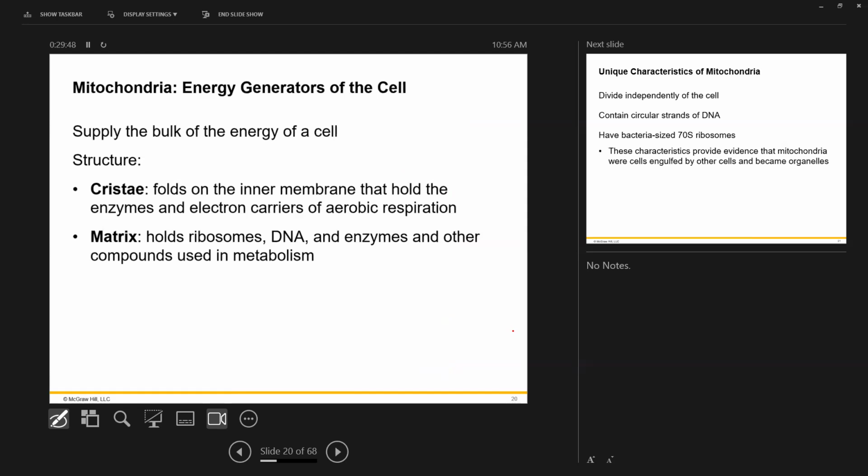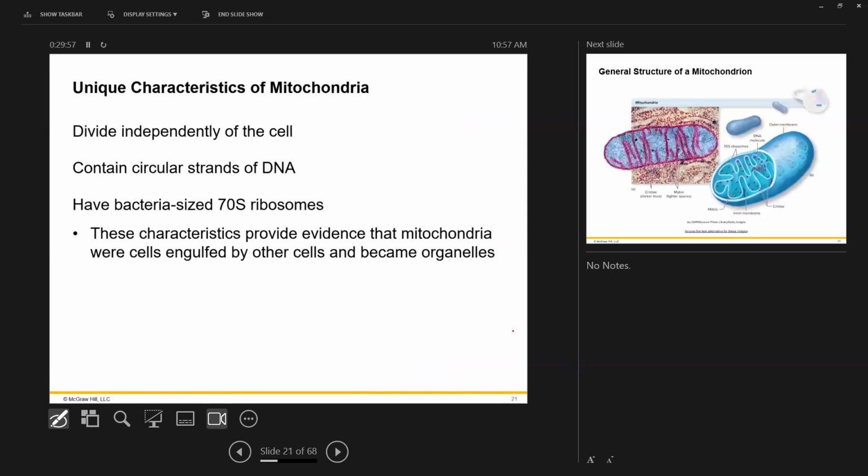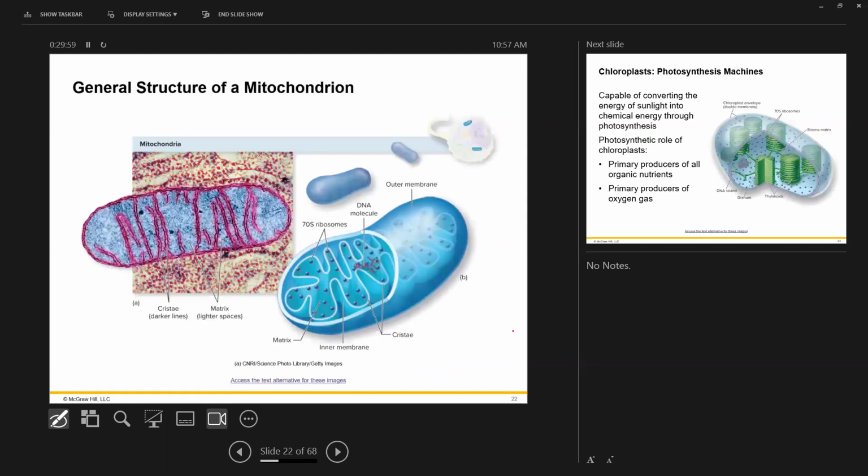All right, next is the mitochondria. We know this is the energy generator of the cell. They are basically made up of the structure of cristae and the matrix. I don't really want to talk about it without going into the picture. Let's go to this picture of it.